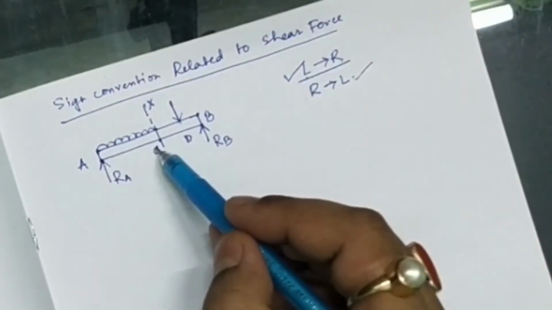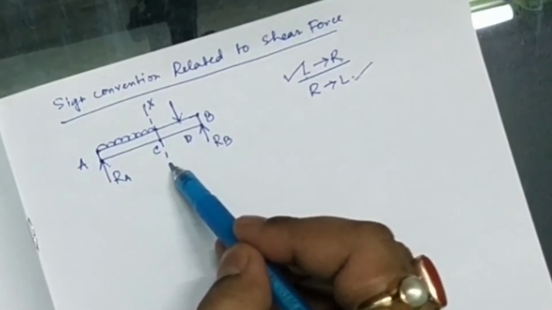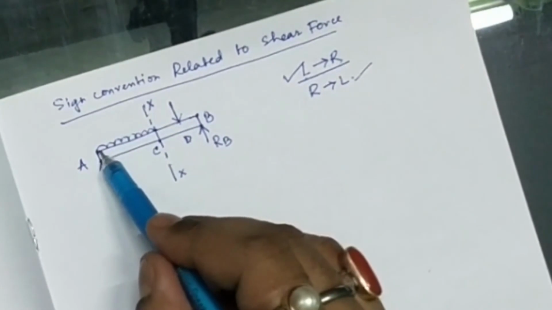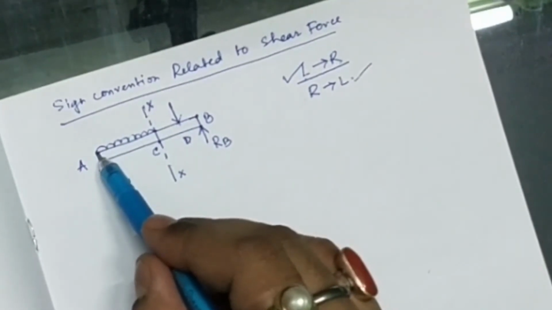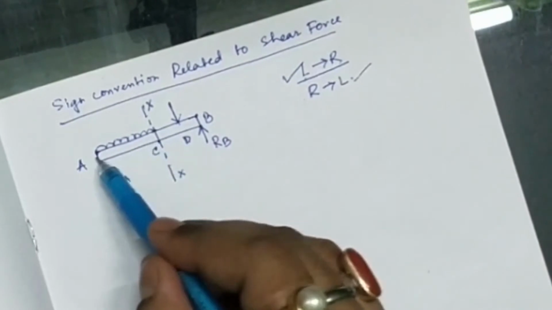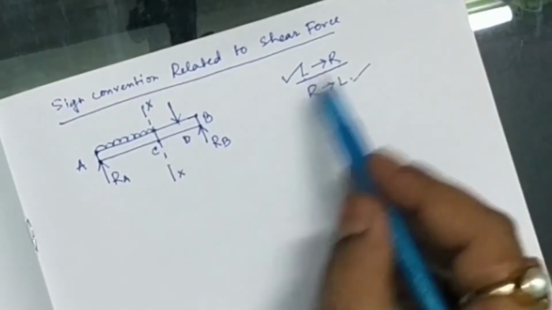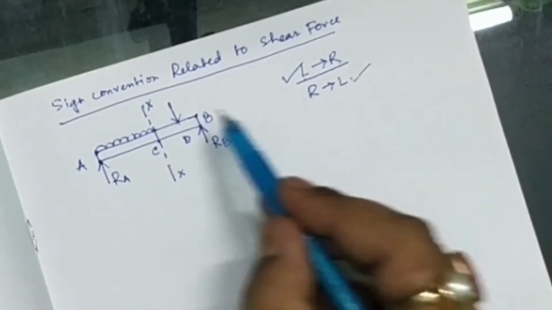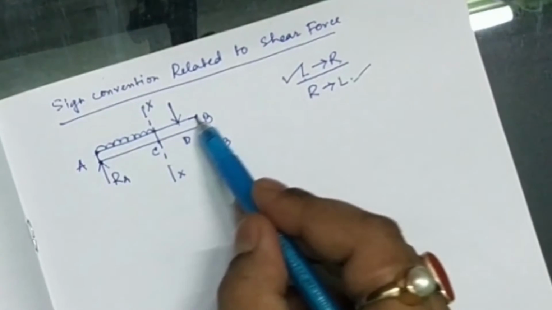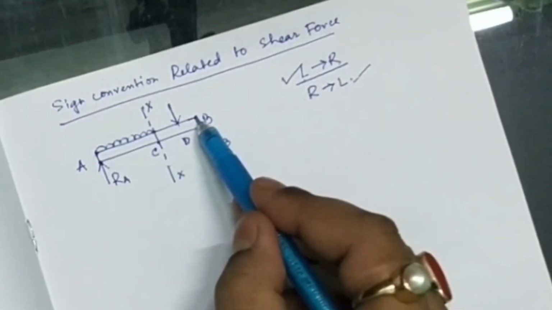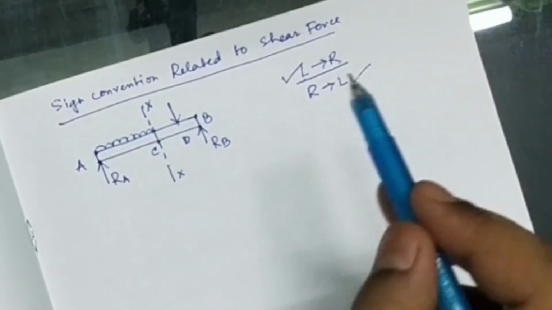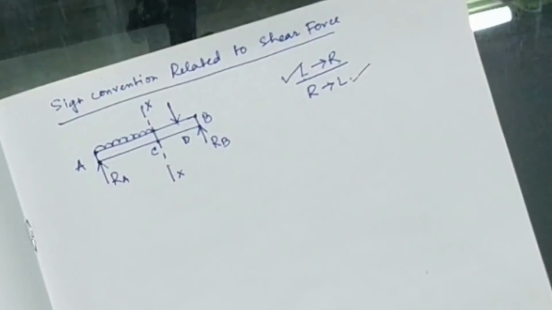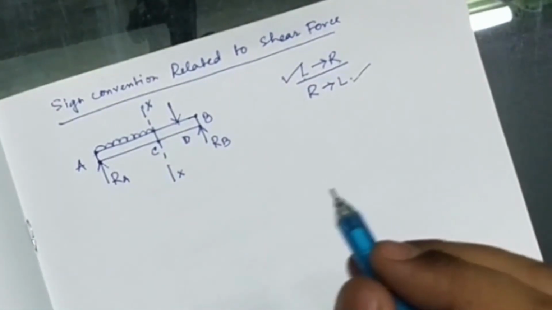So in this condition we have considered the section here, so we need to calculate all the shear force from point A to point C when we are moving from left to right, or if we are moving from right to left, then we will be considering all forces that are acting from point B to point C in order to calculate the shear force. Okay, now what is the sign convention?